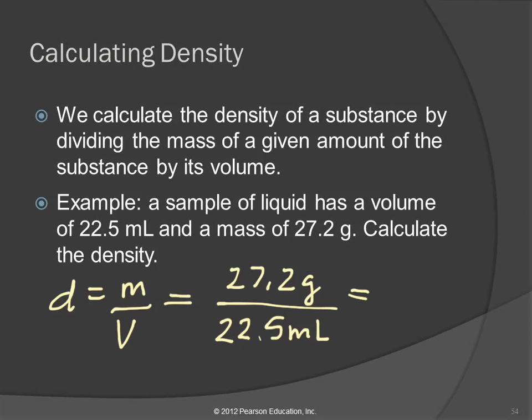27.2 divided by 22.5. My calculator's giving me this big long mess. 1.20, eights for the rest of your life. 1.2088 repeating. What do I do with those units? Do they cancel out? Do I convert them or do anything to them? No. I just write them down as they are. I have grams per milliliter. Grams divided by milliliter. Just like that.